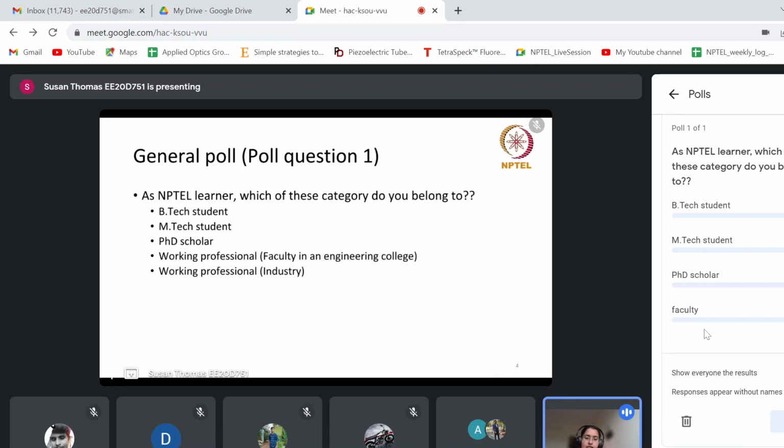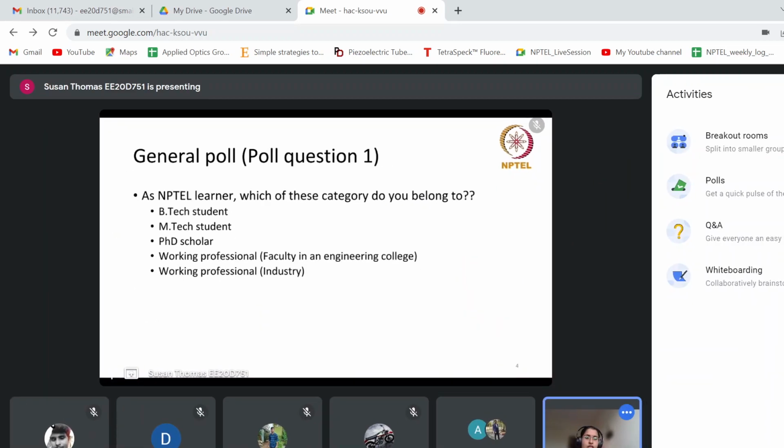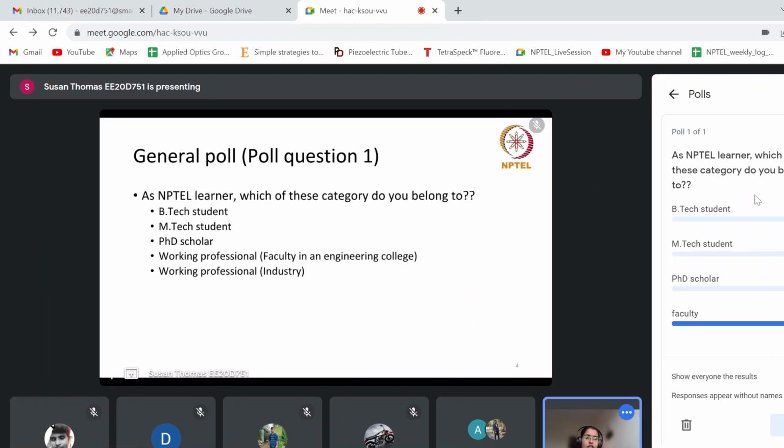Please do access the poll and give an answer for the question. I hope you can find where the poll is. In the Meet window, down right corner, you have activities in the shape of a triangle, square, and a circle. There you can find the polls. I think I got one person's vote for the poll.